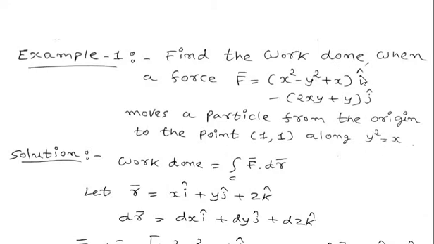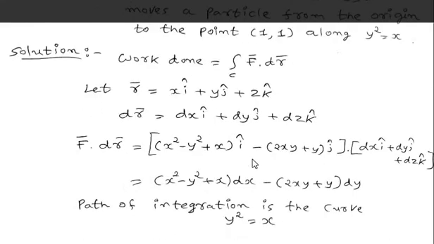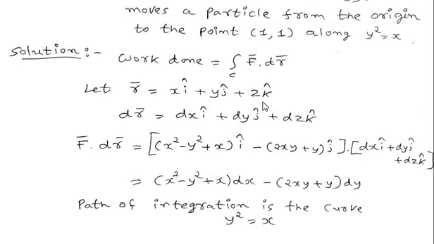See, work done is nothing but a line integral. So work done is the line integral of the given vector field along a given curve. And here the given curve is y square equals x. We have to find the work done along this path to move a particle from (0, 0) to (1, 1). So that is nothing but a line integral. Here r bar is a position vector, that is xi plus yj plus zk. So dr bar will be dx i plus dy j plus dz k.